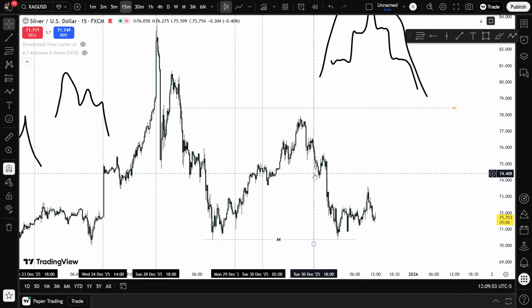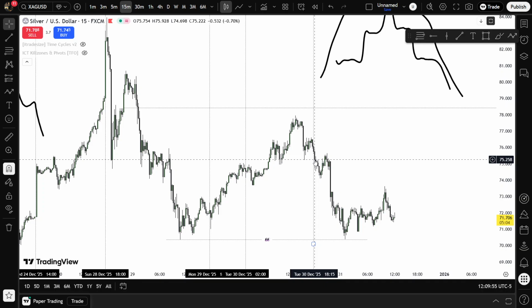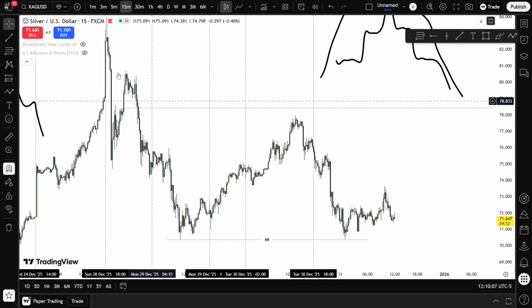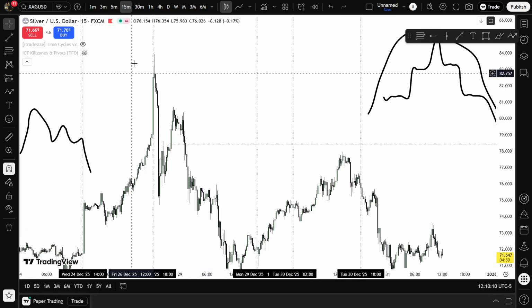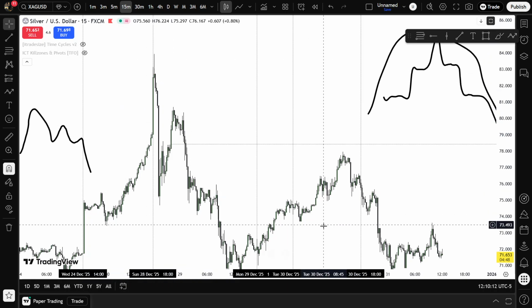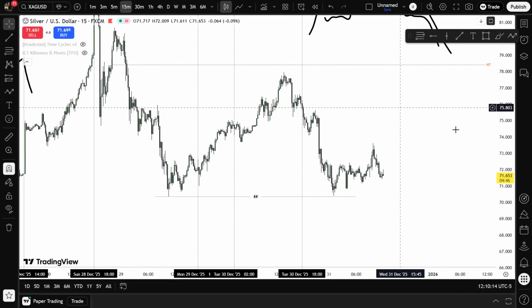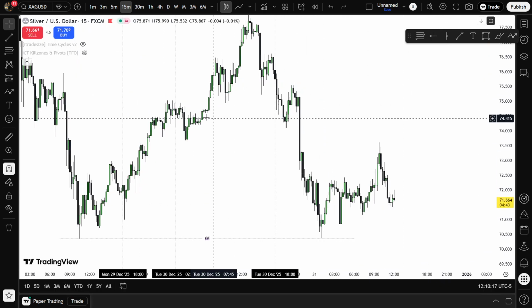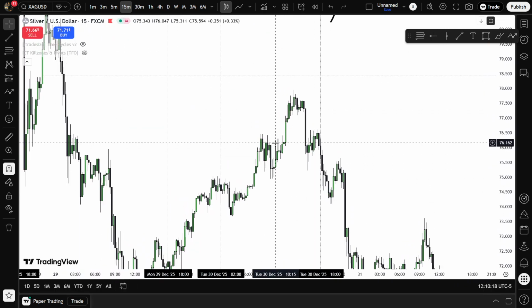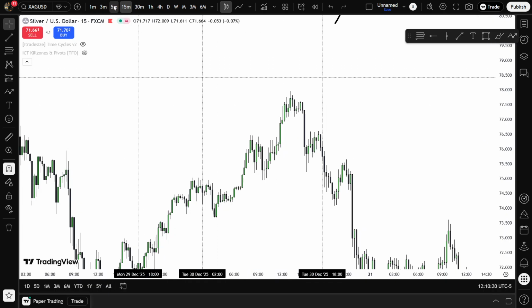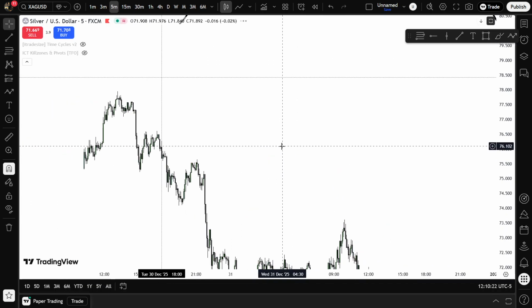So there are two kinds of things, first is offset distribution and another is offset accumulation, and then it's reaccumulation. All right, so this is offset distribution, this is redistribution. All right, because we are just entering this fair value gap. Anyway, let's go to a 5-minute time frame.